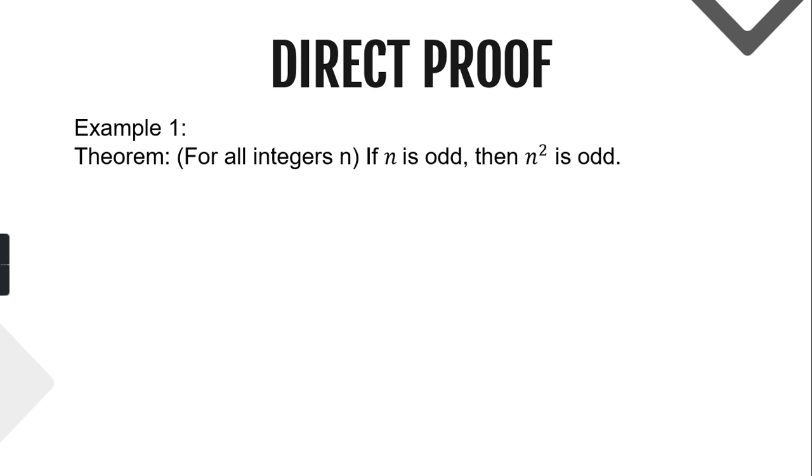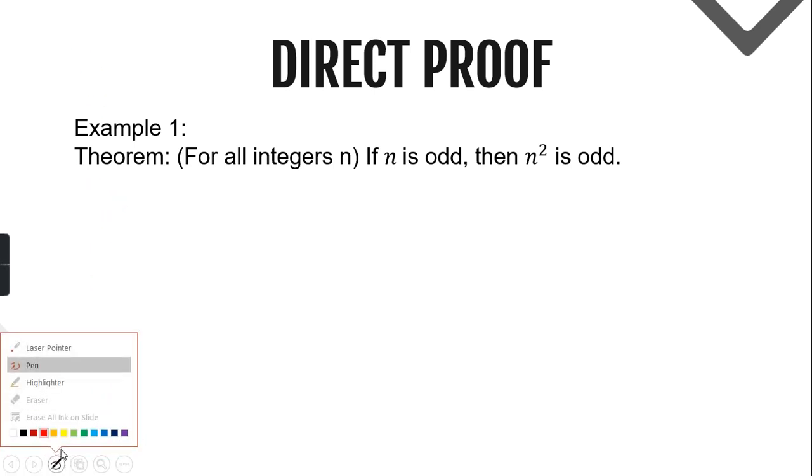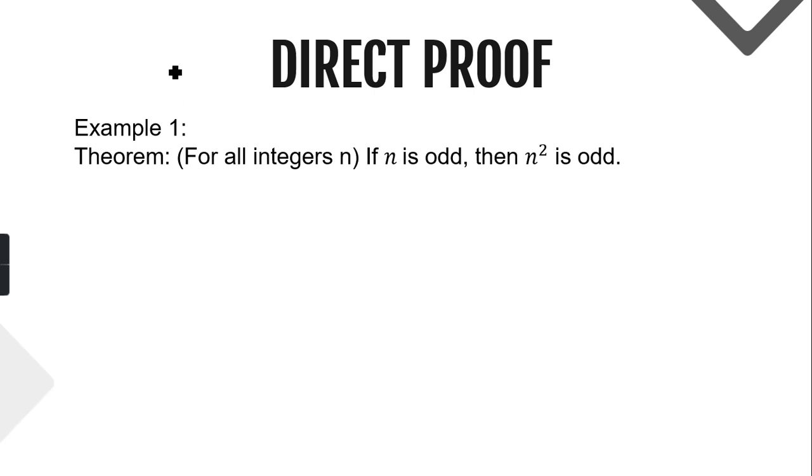Okay, so for our first theorem: for all integers n, if n is odd, then n squared is also odd. Okay, so ang sabi po sa ating proof methods, no, we are going to assume P is true and prove Q. Okay, so if n is odd, first we will assume that n is odd.